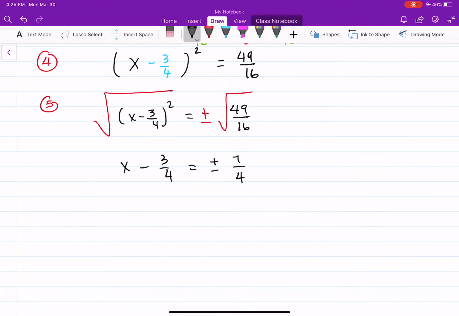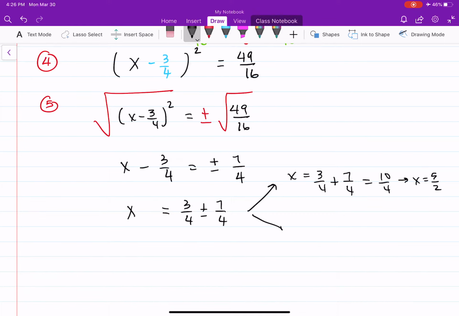So I gotta keep on going. So this is still all step 5. So I gotta bring the minus 3/4 over to the right side. So I have x is equal to 3/4 plus or minus 7/4. I have two answers here. One is that x is equal to 3/4 plus 7/4, which gives you 10/4. So it gives me x equals 5/2.